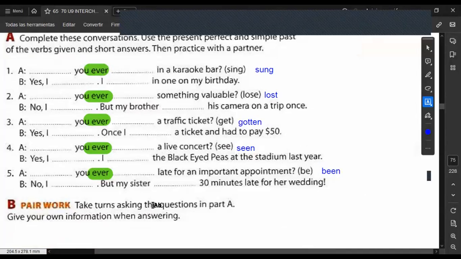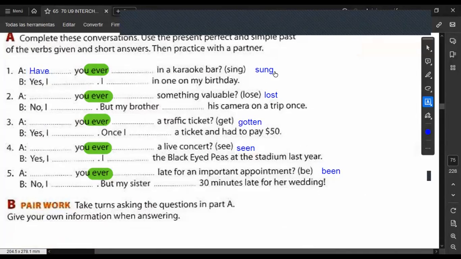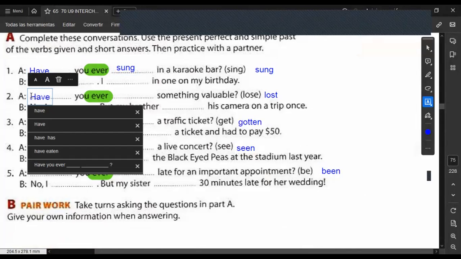Entonces, armemos las preguntas primero, ya que reconocemos que todas las preguntas van con ever. Eso sería the auxiliary: Have you ever. Have y el verbo de azul lo pasamos por participio. Have you ever sung? So, in number two: Have you ever.